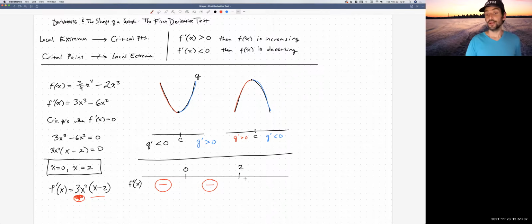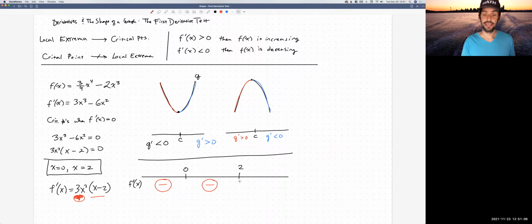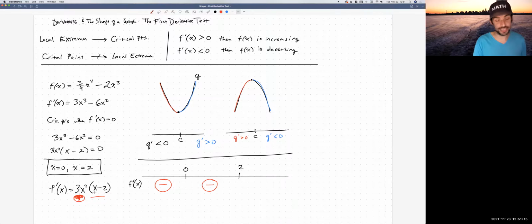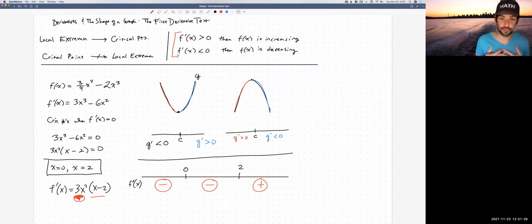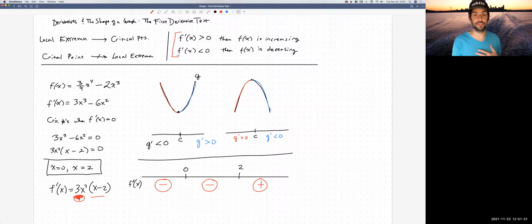Right? But then, if we get bigger than 2, that first factor is still positive. The second factor, x minus 2, now x is bigger than 2, it's positive. We have positive times positive. We have a positive sign on f prime. So, remembering the fact from up here, the positive derivative is increasing, the negative derivative is decreasing.